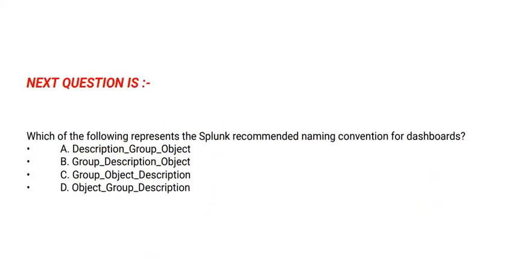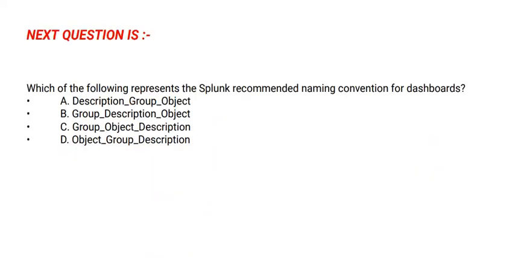Next question is, which of the following represents the Splunk recommended naming convention for dashboards? Options are Option A, description group object. Option B, group description object. Option C, group object description. And option D, object group description. The correct option is option C.